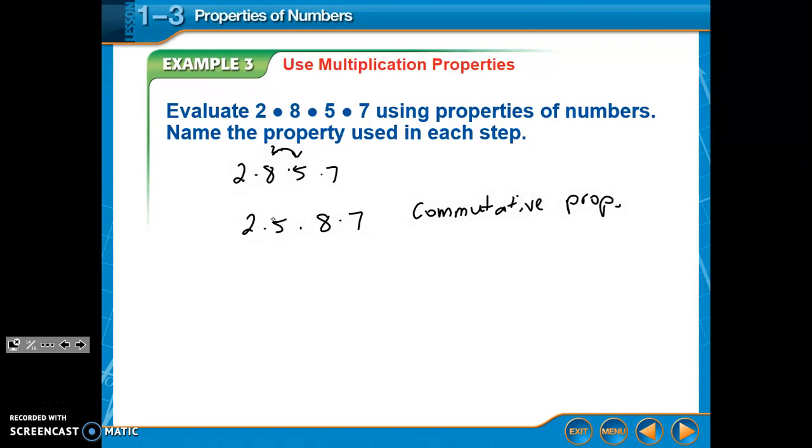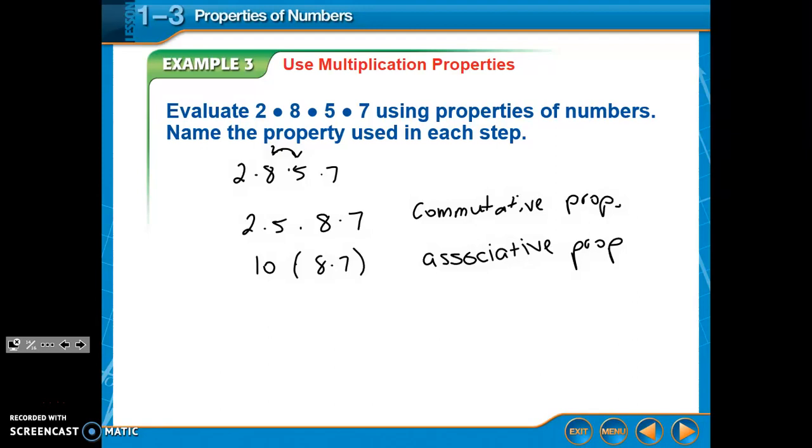But then what I can do is I can multiply 2 times 5 and get 10. And 10 is an easy number to multiply any number by. So it might be easiest to do 8 times 7 first. So I might put that in parentheses, because right now, remember, order of operations says you would do 10 times 8 first. But if I want to do 8 times 7 first, I can do that, and that would be the associative property.